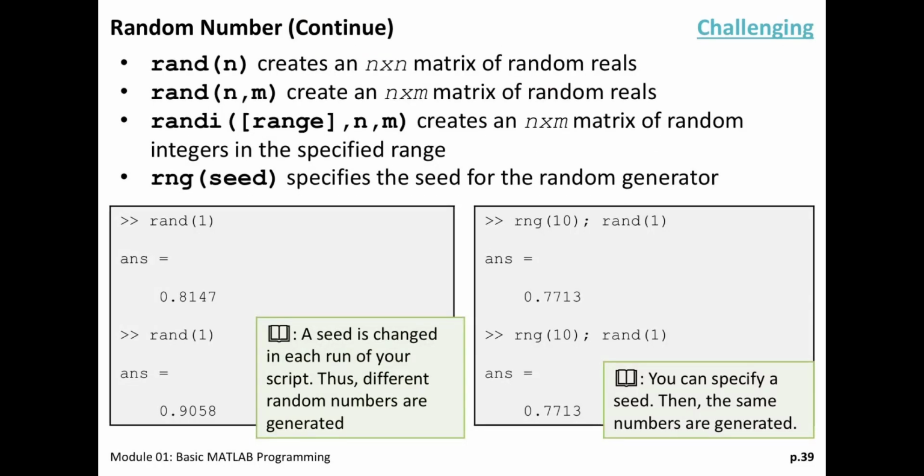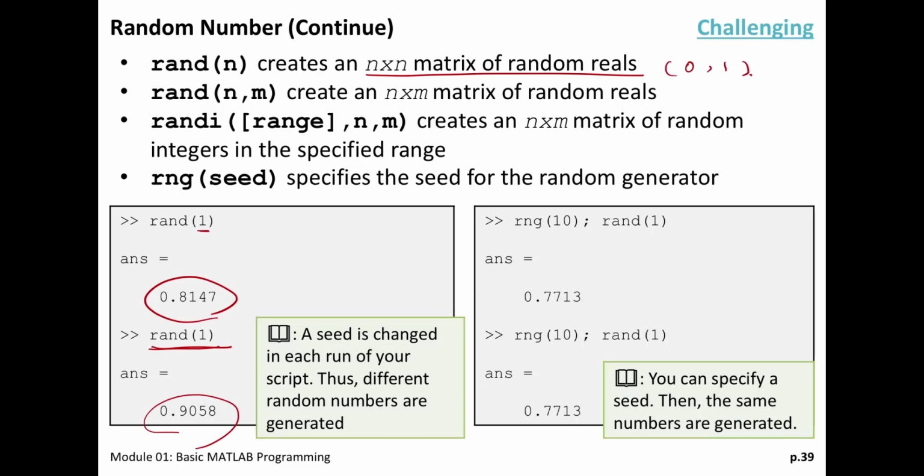Okay, so there are built-in functions to generate random numbers. rand n generates an n by n random real number matrix where each number is in the interval 0 to 1. When you put the 1 here, it's basically a 1 by 1 matrix, a single random number. You run this script again and you generate another random number.